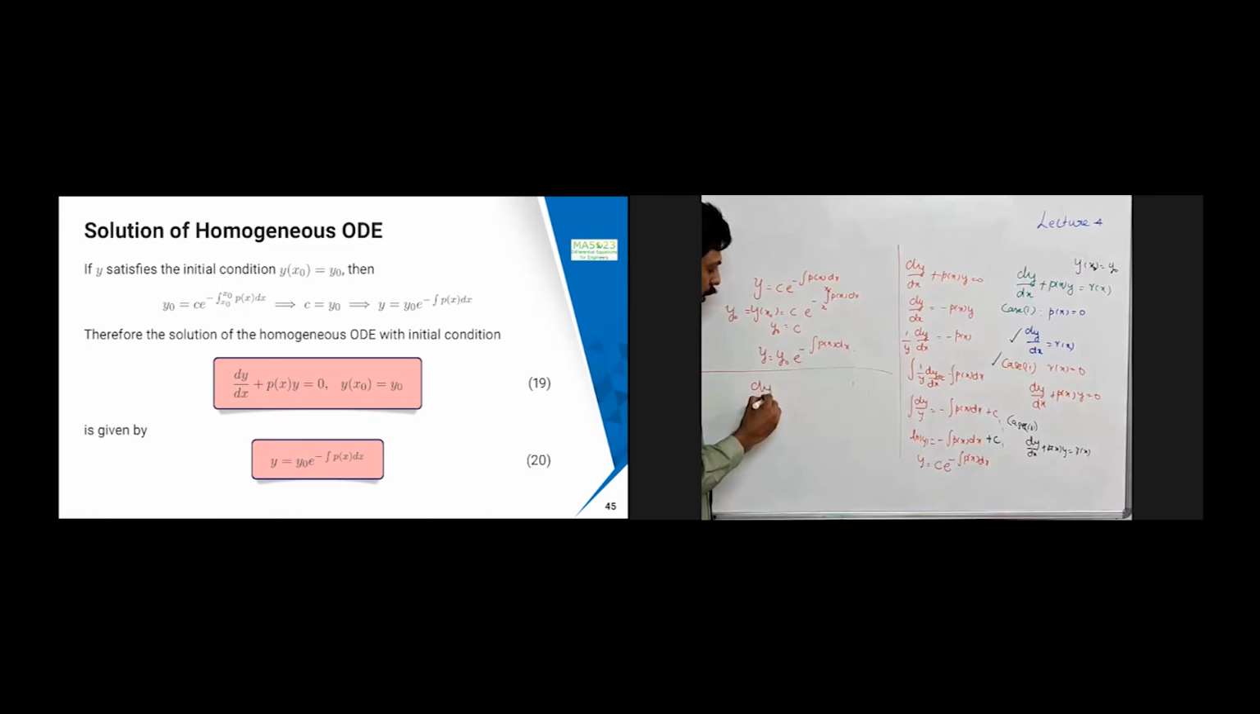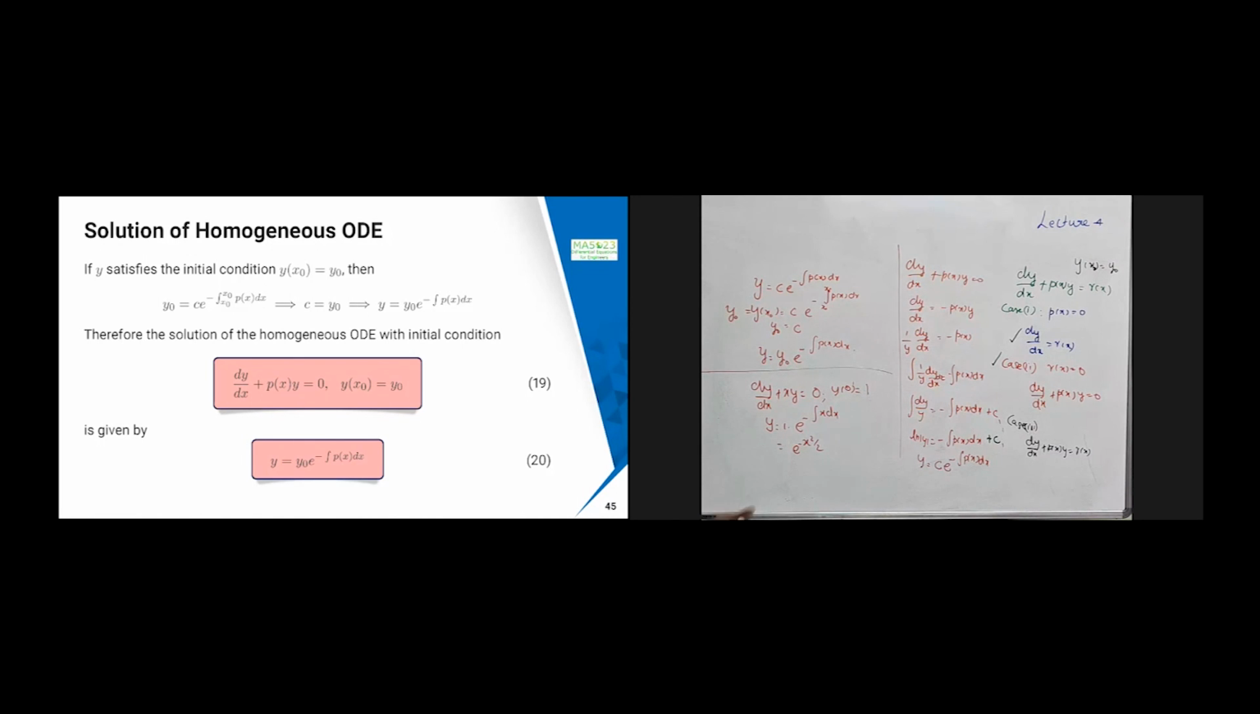Let us see dy/dx + xy = 0 is given. In this case p(x) is nothing but x, so I can use this, and suppose y(0) = 1 is given. Then we will see whether we get an answer. Here y = 1 times e^(-∫x dx), therefore we are going to get e^(-x²/2) as the answer for this problem.